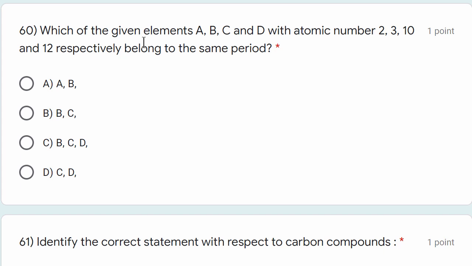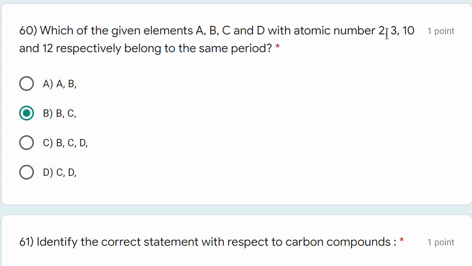Which of the following elements with atomic number belong to the same period? Same period means they are on the same row in the periodic table. So let's look. 2 is helium, that's in the first period. 3 and 10 are in the second period. 12 will be in the third period. So the correct answer is B and C.